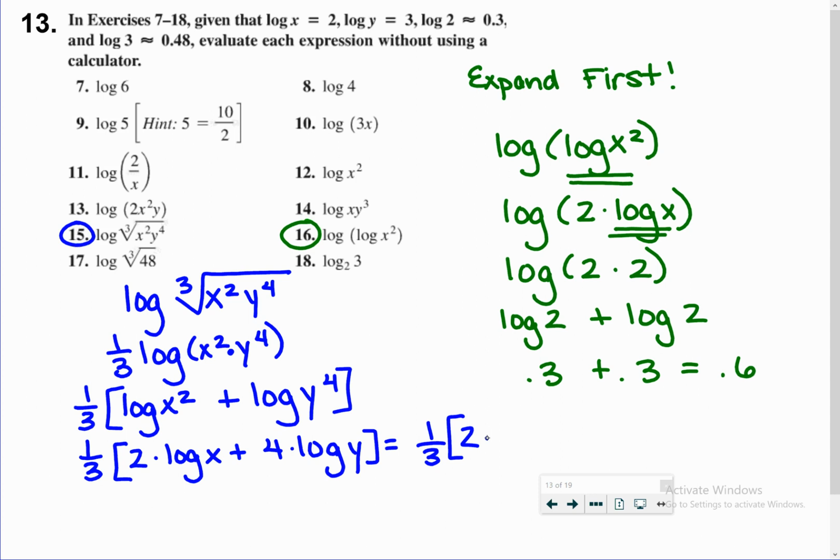So 2 times, what was log of x? Log of x was 2. 4 times log of y at the top is 3. And inside that parentheses is going to be a 16. I have a 12 and a 4. So times a third will be 16 thirds is my final answer for that one. And I would just leave it like that. Okay, so we're not really plugging in until that very, very end piece using that given information.